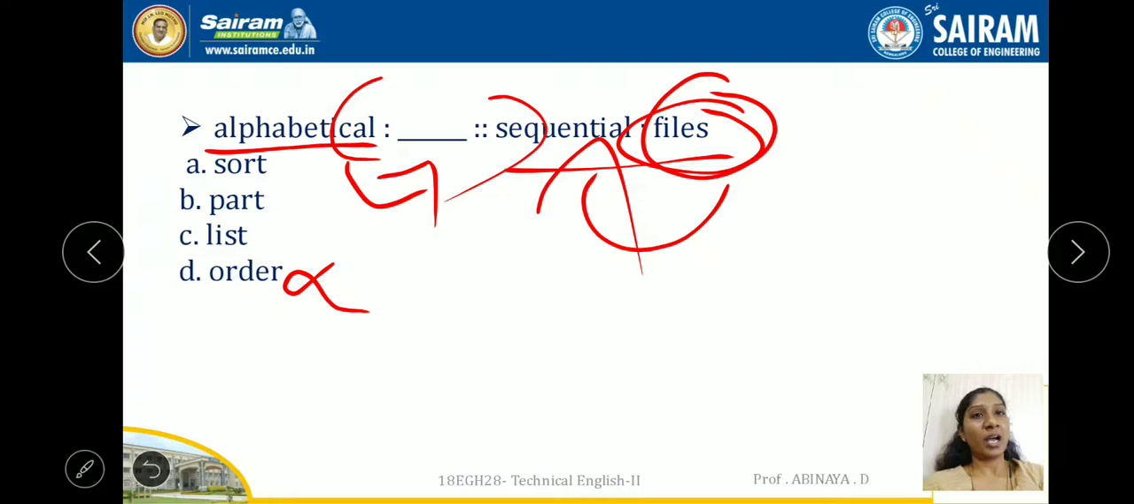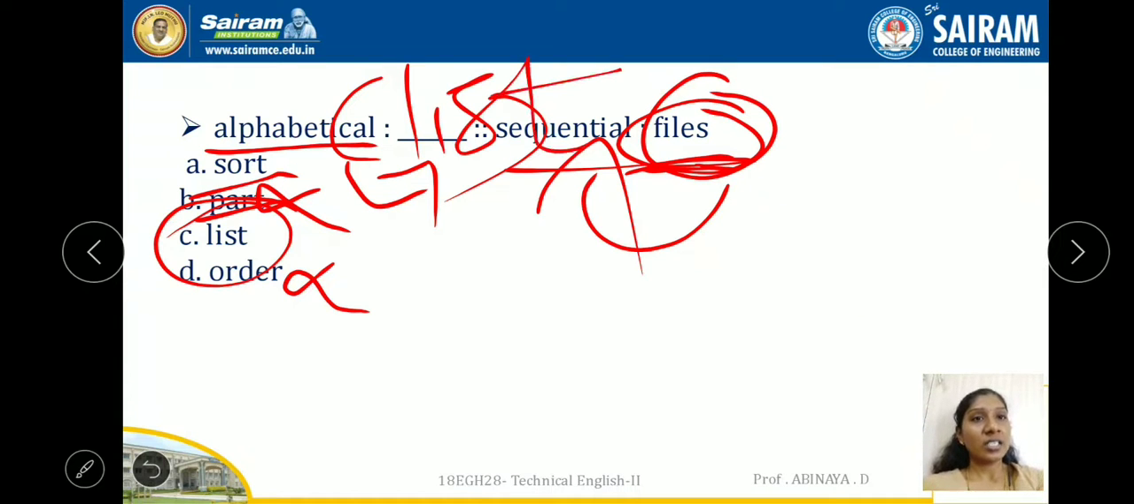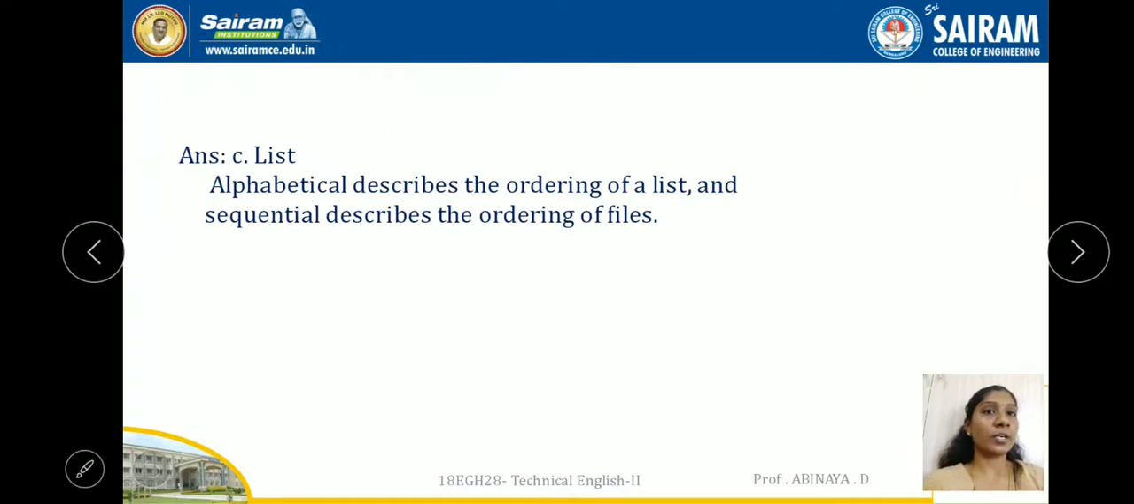Alphabetical is a part? No, it's not a part. And actually files are nouns. So a noun should come here. Part is not a noun. Sort is a verb, arranging in an order is sorting. So it won't come. So list. So the list. A list is something we make in alphabetical order. Right. So here, alphabetical describes the ordering of a list and sequential describes the ordering of files.